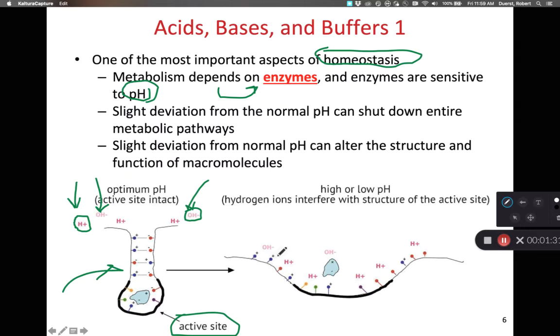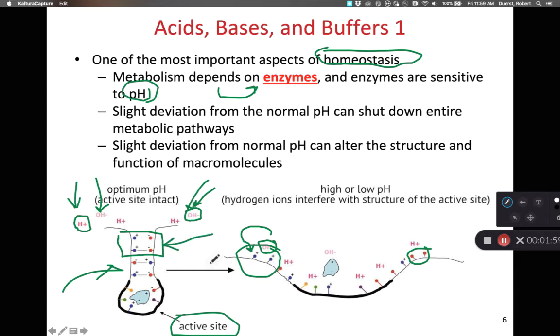So if I add too many hydroxide ions, if the solution becomes too basic, those hydroxide ions are then going to bond to the positively charged amino acid residues. And that will cause those positively charged amino acid residues to no longer chemically bind to the negatively charged amino acid residues. So over here, we can see the positive and negative residues interacting with each other so that the protein will have a specific shape.